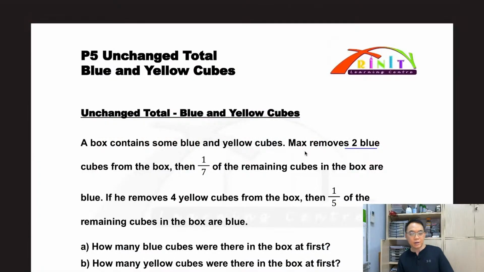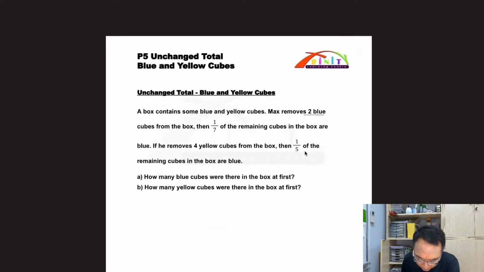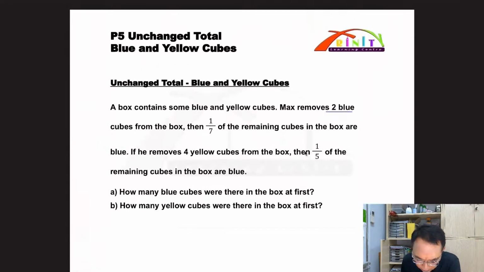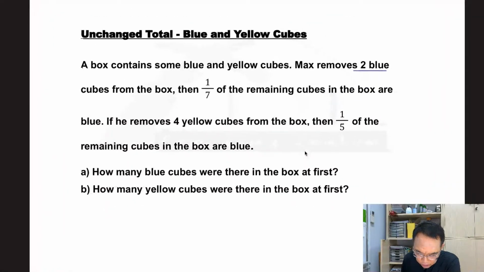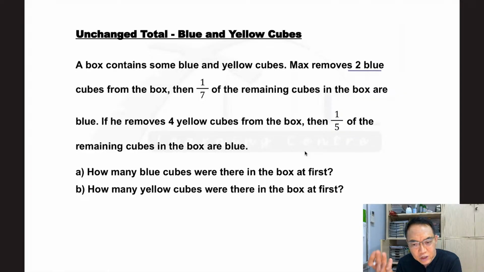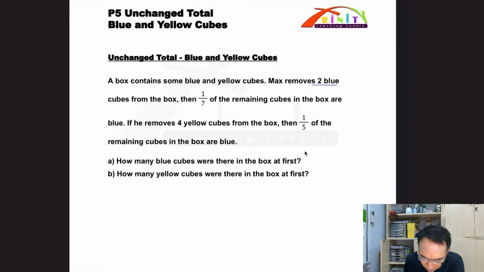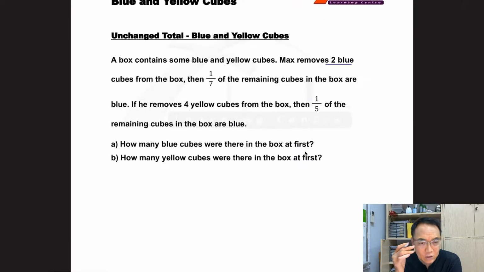Okay, where is it? Here. And okay, we got it. All right, so this is the question. P5 unchanged total blue and yellow cubes. Okay, so this is an unchanged total question, but it's a bit different from the usual unchanged total. And you understand after I draw the model why it's called unchanged total.